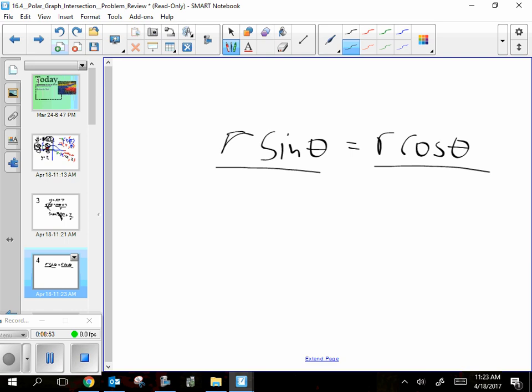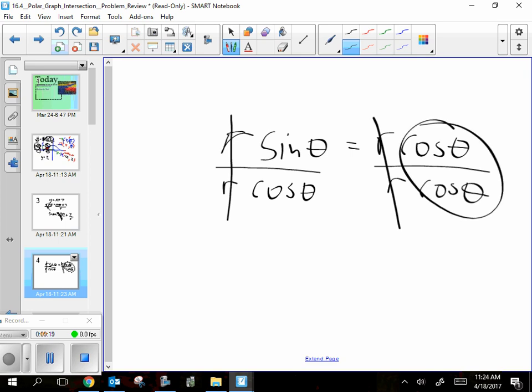Divide by what? Divide by r is correct, but you could do more. Don't make it so complicated. You just are trying to get all the stuff onto the same side. Now, r cancels, cosine cancels. And what's cosine over cosine? And what's sine over cosine? Look at that. And couldn't you solve that?